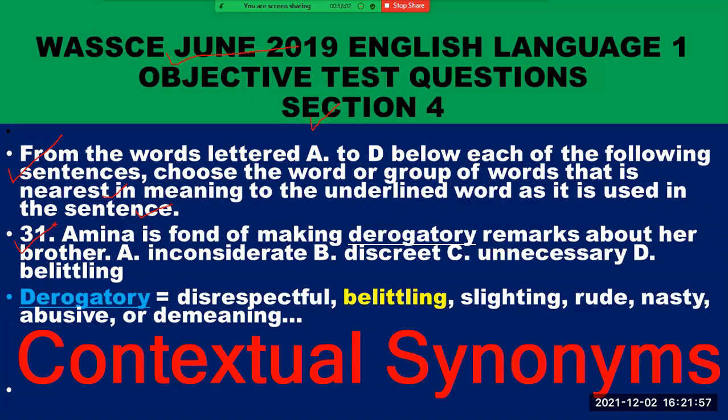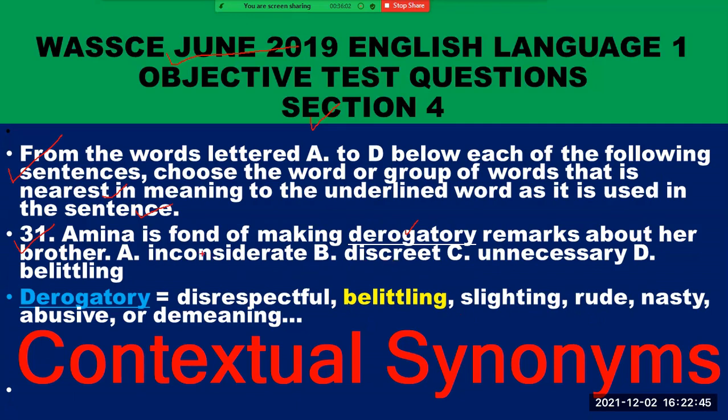Now, the word underlined here is derogatory. We saw a similar question in previous sections, and the same derogatory underlined. So first we look for the meaning of derogatory. It means disrespectful, belittling, slighting, rude, nasty, abusive, or even demeaning. All right, and we are looking here for the word nearest in meaning. When we saw a similar question, it was words opposite in meaning. But here we are looking for a word that is nearest in meaning.